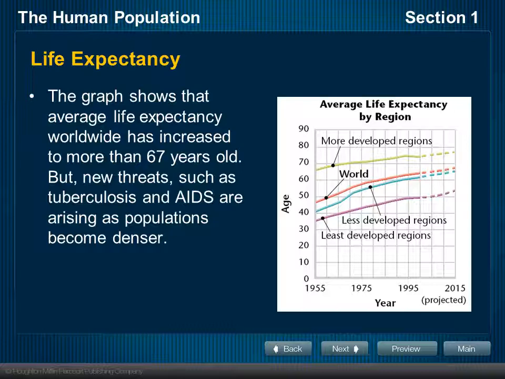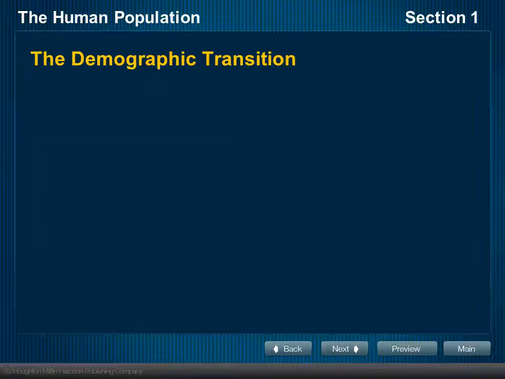And the most developed nations did not see as much of a jump. They basically went from 67 to 77. But you can see every nation in the world has trended upward in terms of life expectancy.